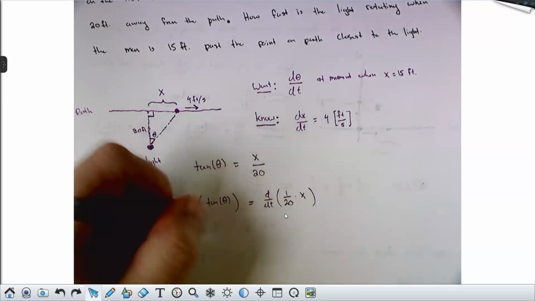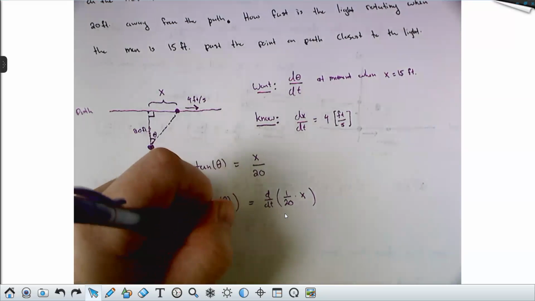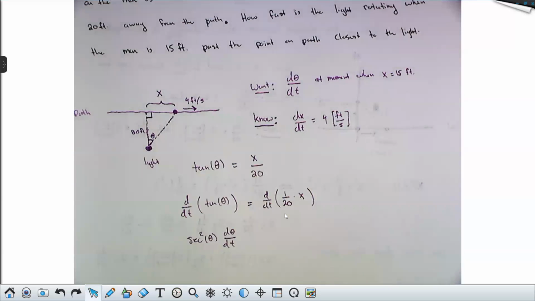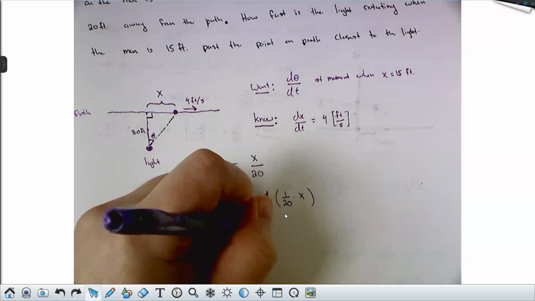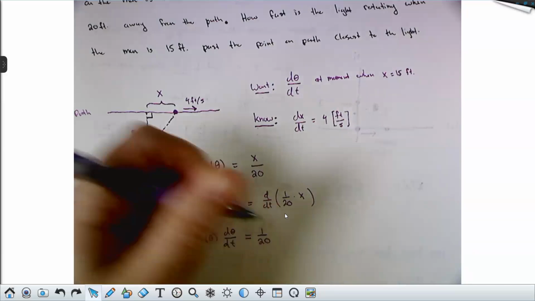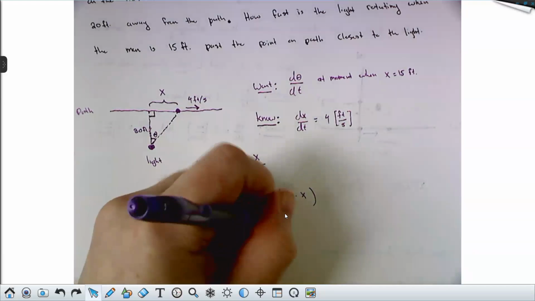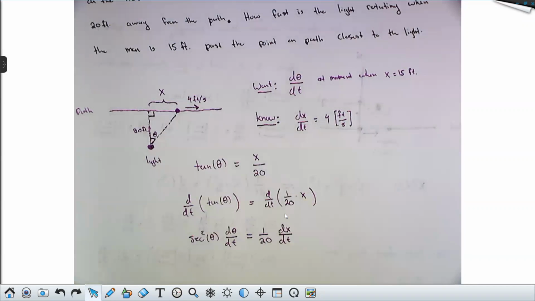On the left-hand side, I get, by the chain rule, secant squared theta times d theta dt. Perfect. And on the right-hand side, I'll pop out that 1/20th, and I just have d/dt of x, which is dx dt.